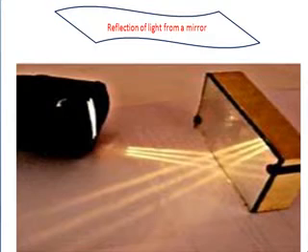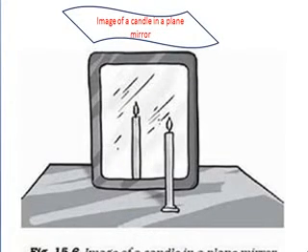Now let's see, with our next slide, how an image of a candle is formed in a plane mirror. You place a lighted candle in front of a plane mirror. Try to see the flame of the candle in the mirror. It appears as if a similar candle is placed behind the mirror. The candle which appears behind the mirror is called the image of the candle in the front, and the candle in the front is called the object. So the concept of object, the mirror and the image should be very clear to you. The object is placed in front of the mirror, and what we are seeing in the mirror is the image.